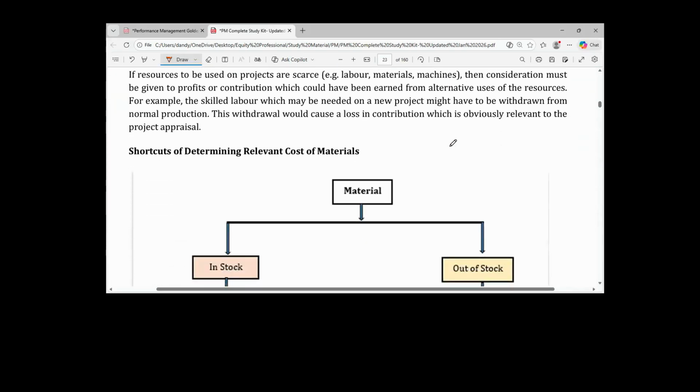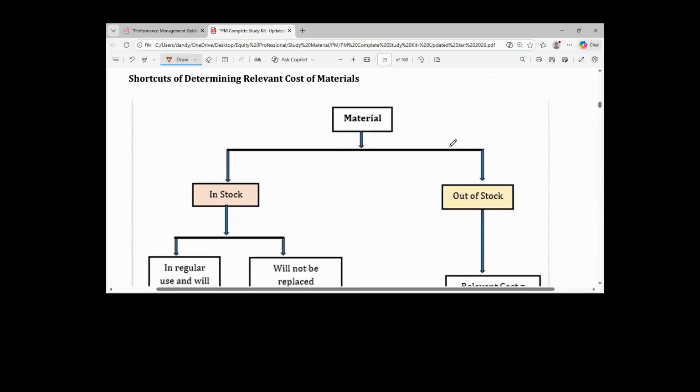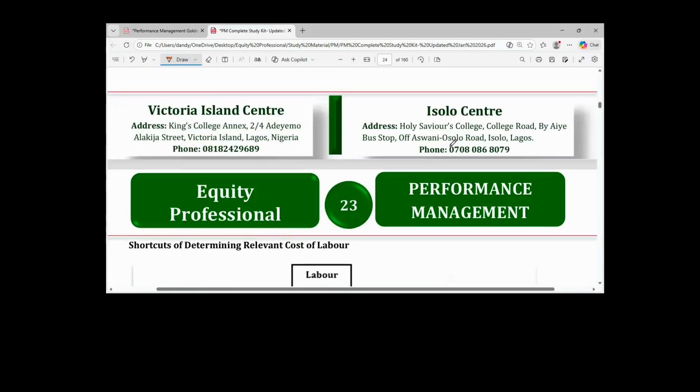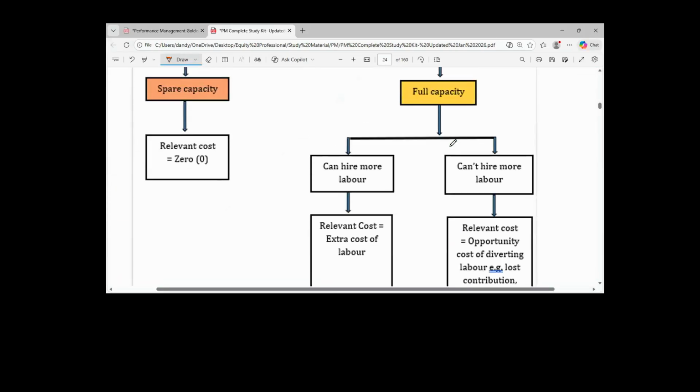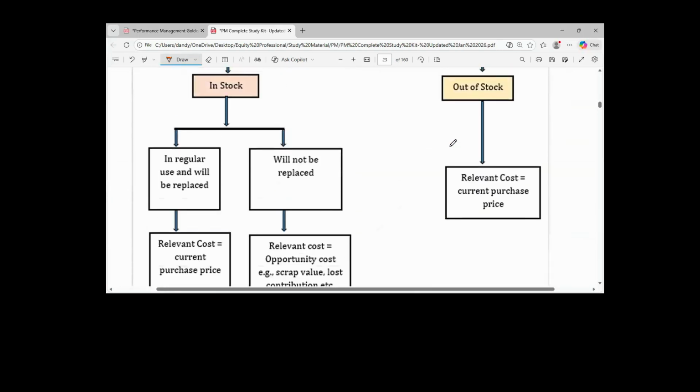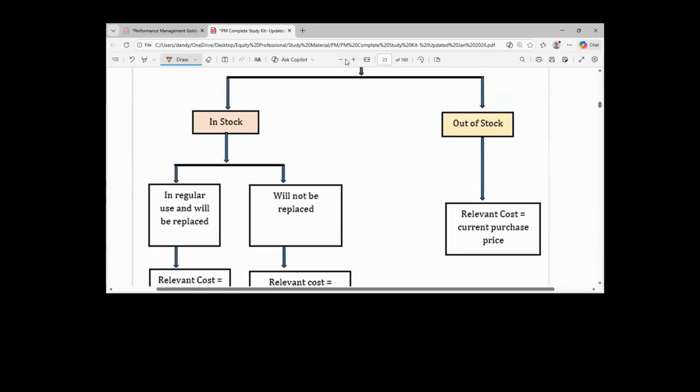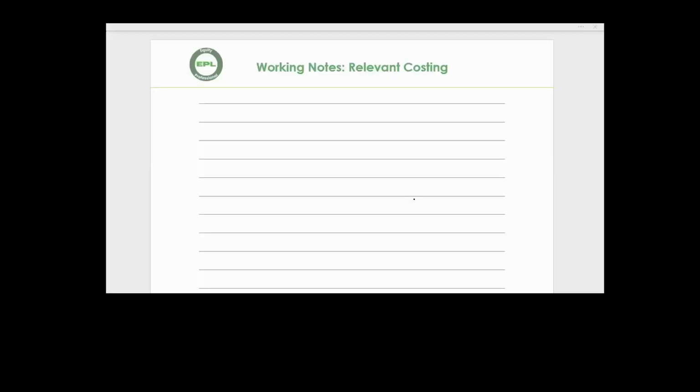Now, the next area we are going to discuss is how to identify relevant costs for material and labor. Again, at this point, I will have to switch to my working notes so that I can fully explain this to you. Let me use my working note to explain this in detail, so that as I'm speaking on each line item, you'll be able to gain something. All right. So let's start with material. Shortcuts.